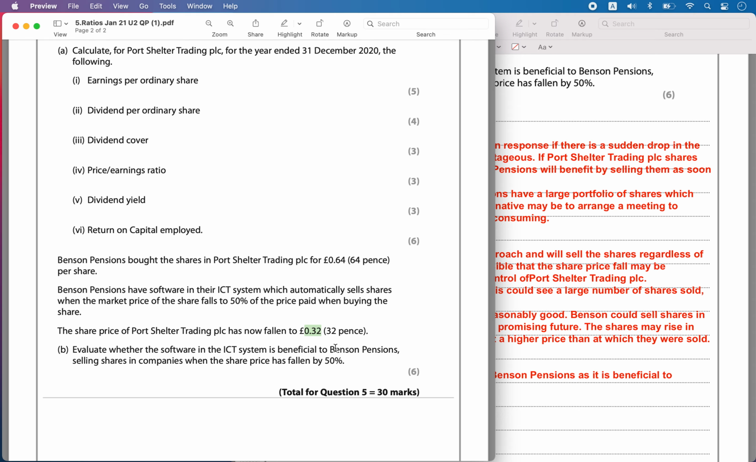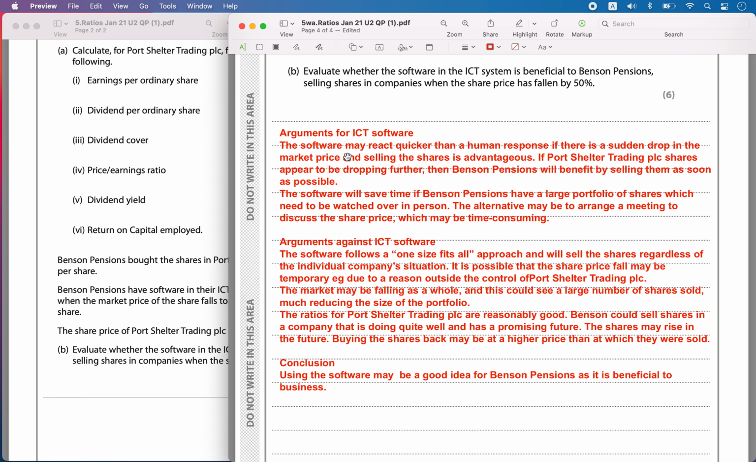Evaluate whether the software in the ICT system is beneficial to Benson Pensions, selling shares in the companies automatically when the share price falls by 50%. Is it correct? Is it useful? We have to see.